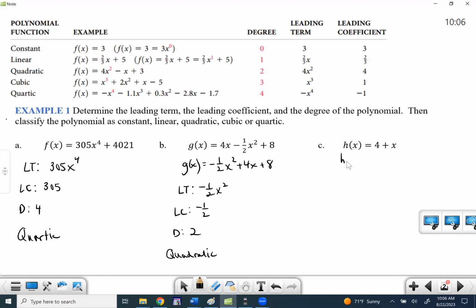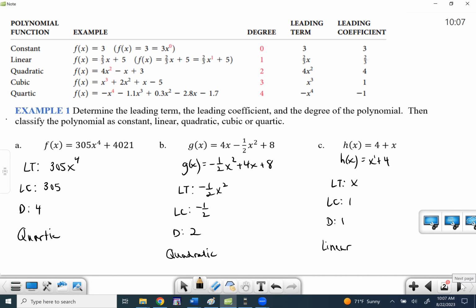Again, on C, h of x is not written in standard form, from highest exponent to lowest exponent. Now it is: we have our linear term, our x to the first, before our constant. So the leading term is actually going to be x. The leading coefficient is the number in front of x, which is a 1. And the degree is the exponent, which is going to be degree 1. Because of that, when we graph this, it would make a line, hence linear.